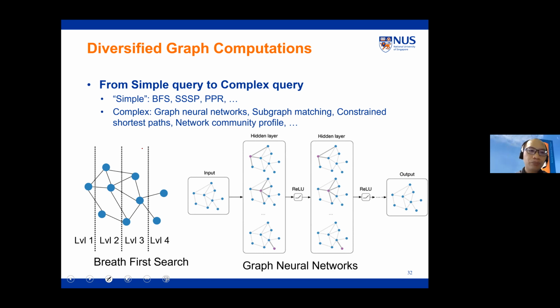In fact, besides the simple ones, a lot of interesting applications appear, like GNN, as I mentioned, graph neural network, subgraph matching, constraint sorted paths, and so on. This really diversifies the benchmark itself, so I think it will be very beneficial. We will build a benchmark based on them.